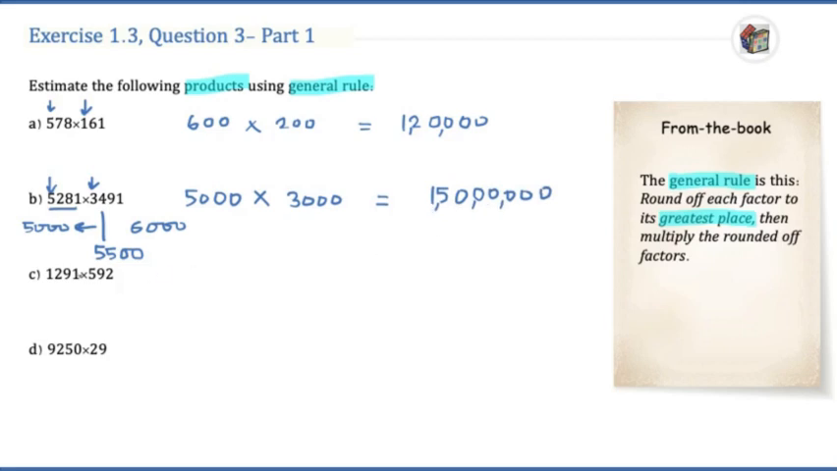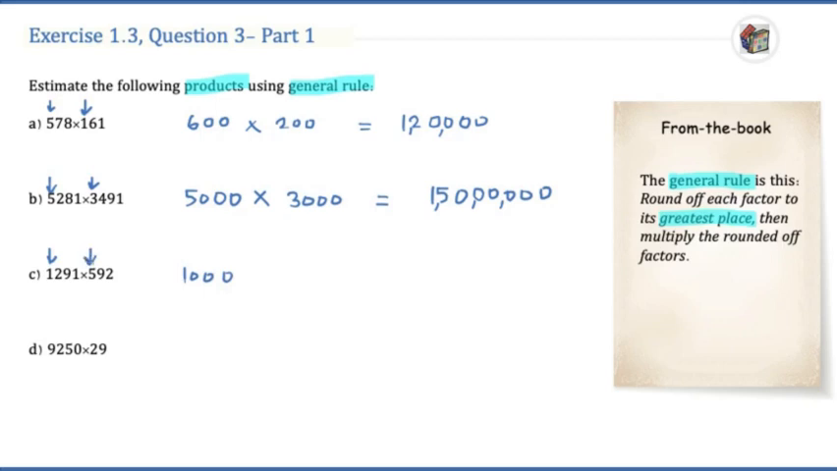Let's do part C. All right, let me just erase this first. Perfect. So 1,291, greatest place is the thousands place, and it is between which two thousands? It's between 1,000 and 2,000, and it's closer to 1,000. And we're done.